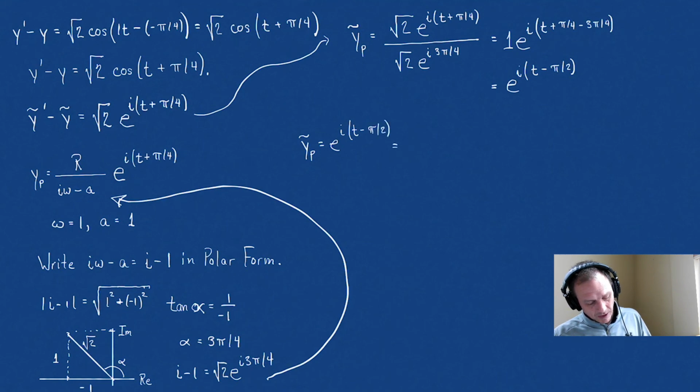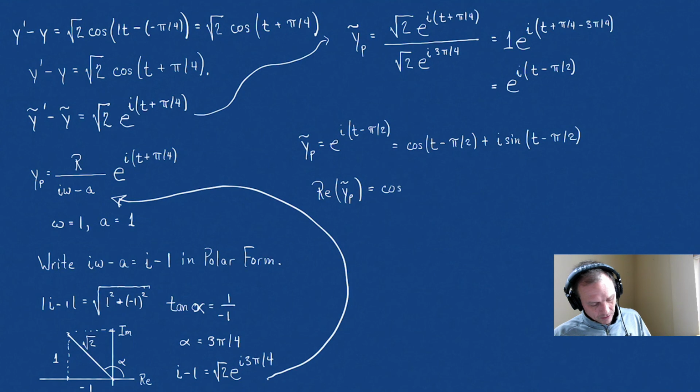So let's remember, if the complex particular solution is e to the i times t minus pi over 2, well, this is the same as the cosine of t minus pi over 2 plus i times the sine of t minus pi over 2. And the real part of y particular, the complex solution, is the cosine of t minus pi over 2. But let's see what this equals.